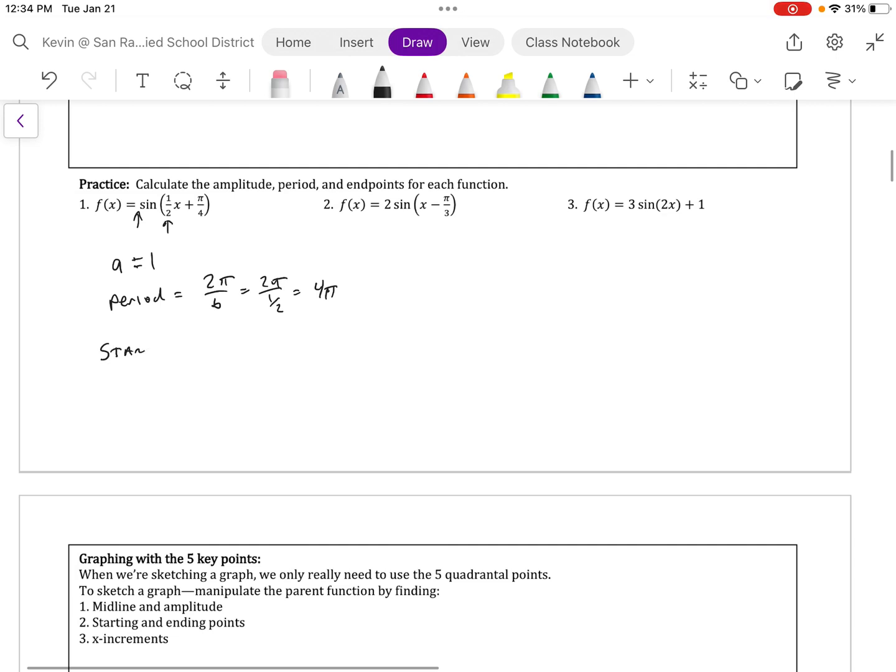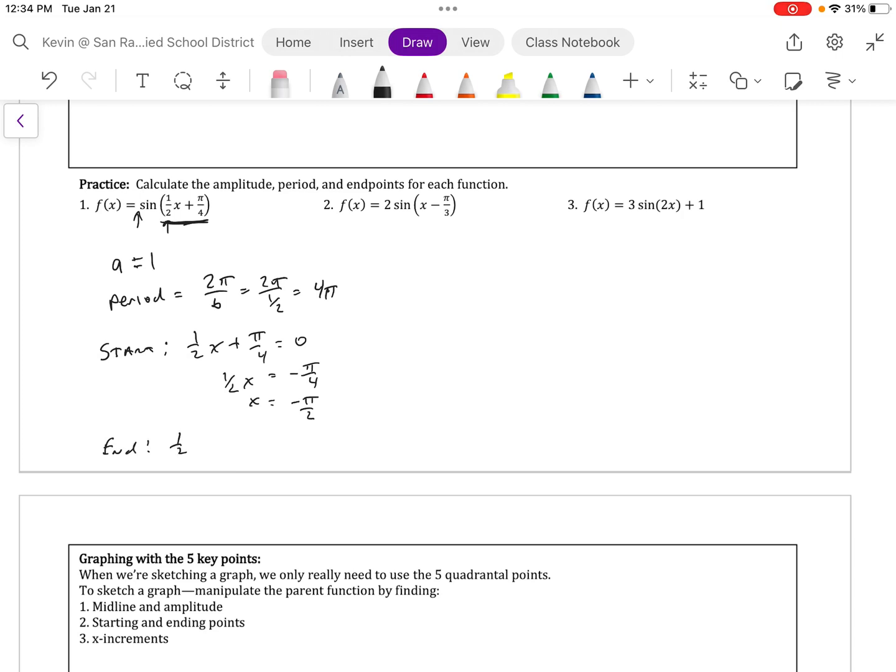And then it just wants our endpoints, so our start point. We're going to take what's inside parentheses, so 1/2 x plus pi over 4 equals 0. So 1/2 x equals negative pi over 4. So x equals negative pi over 2.